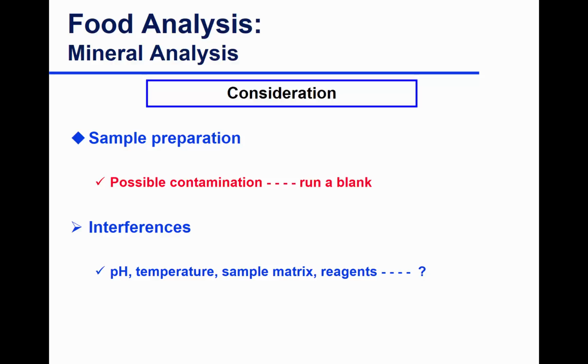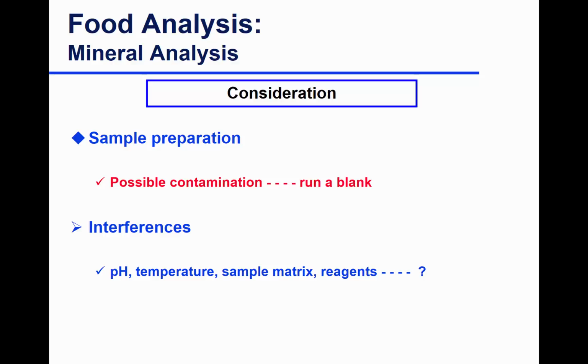Interferences. Oftentimes you require a certain pH, otherwise you don't get the ionization that you need for a particular titration method. You want to make sure you have the right temperature. Sample matrix: if you have magnesium in there and you're after determining calcium, you might have interference in that titration. And the choice of reagents.